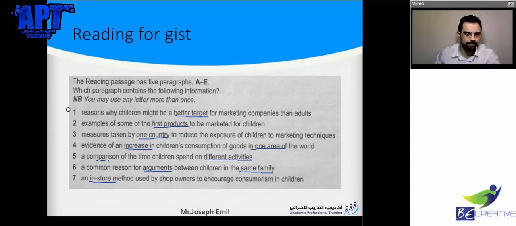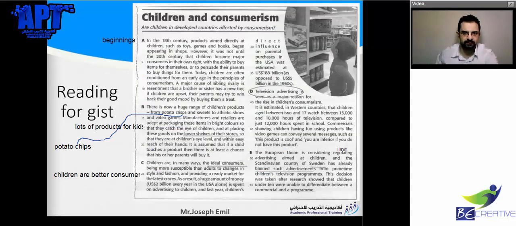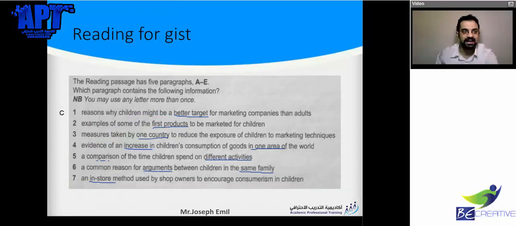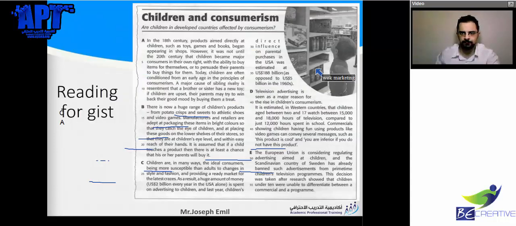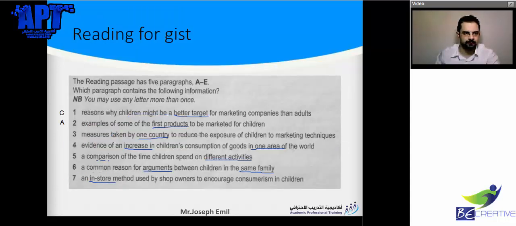What about the next one? Examples of some of the first products to be marketed for children. So they're definitely some time ago here, so maybe the 18th century. Toys, games, and books began appearing in shops. Began, so the beginning, so that's A. Measures taken by one country, Sweden, so that's the last one here, E. And let's quickly skim here.